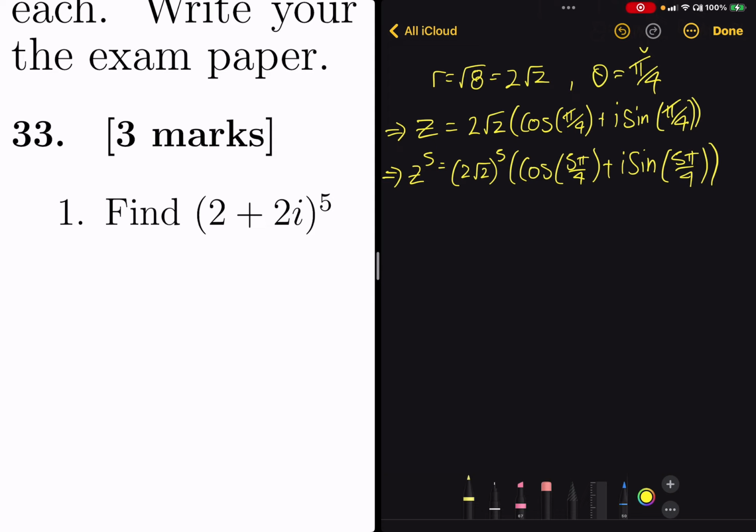So this question, you could leave it like this. It's not a particularly good idea to leave it like this. Some markers might say, well, yep, that's a form of the answer. It's not very simplified, so we're going to simplify it at least a little bit.